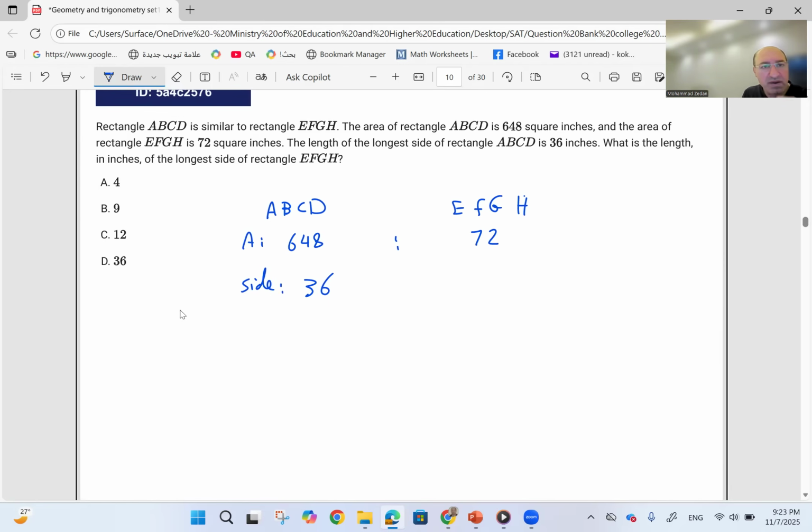What is the length of the longest side of rectangle EFGH? Call the longest side L. You know the ratio between sides is the square root of the ratio between areas. So L over 36 is the same as root 72 over root 648. To find L, just multiply by 36. You can do this by calculator and you will get the value.